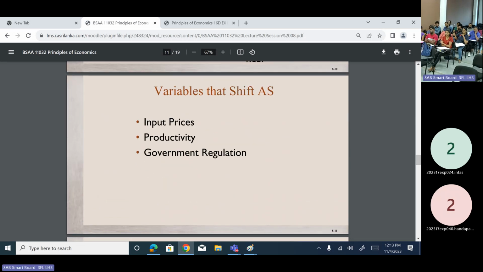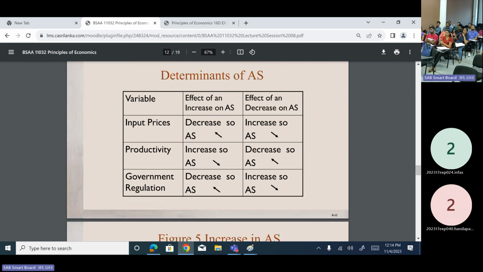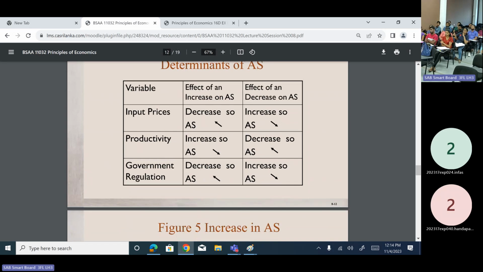Now we discussed what will shift the AD. What will shift the AS? AS will shift due to input prices, productivity, and government regulation. Normal supply will depend on the cost of inputs of that particular product, and how many sellers; those variables I have discussed. So the variables of the AS curve are these. You have to remember that. Again, I have put the determinants. If you want to read, good, but not for the exam.